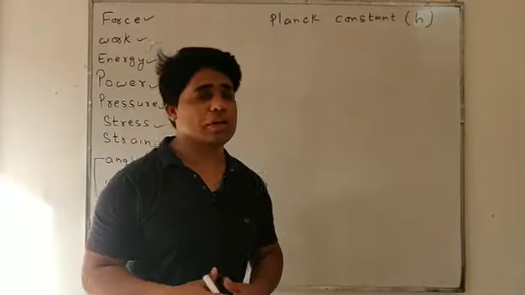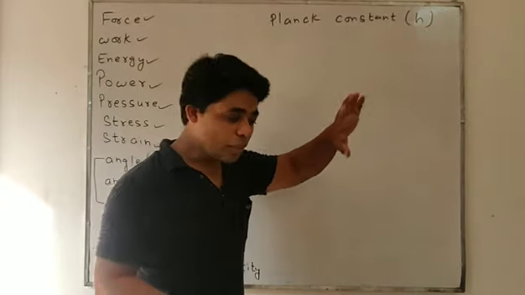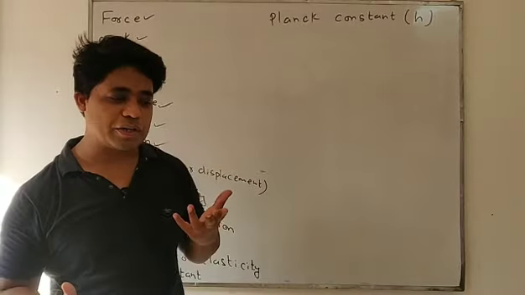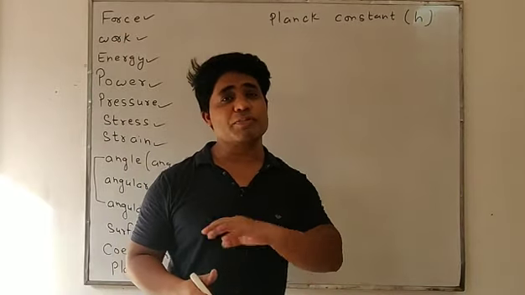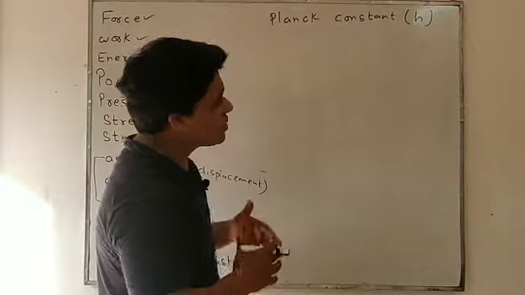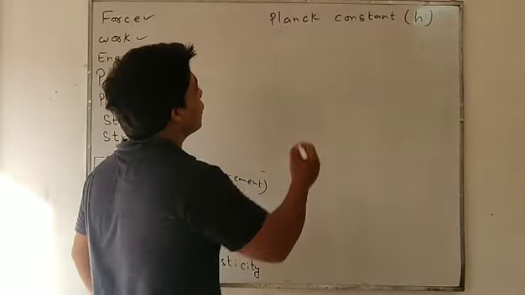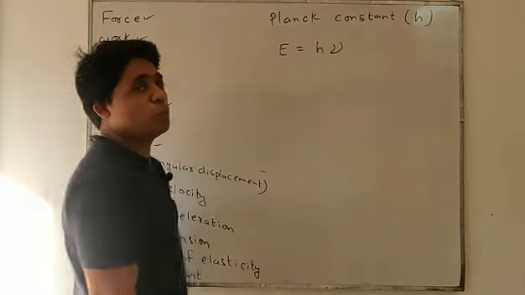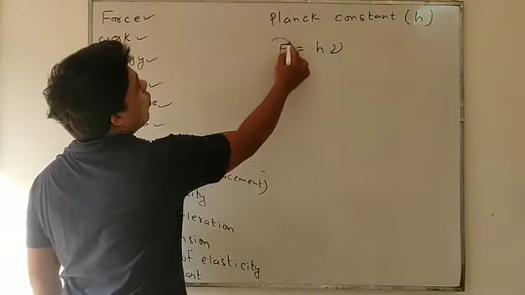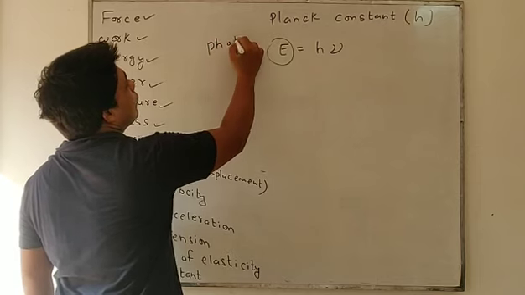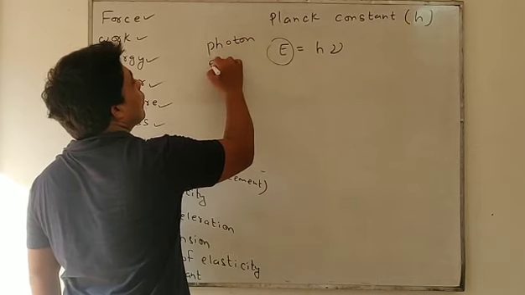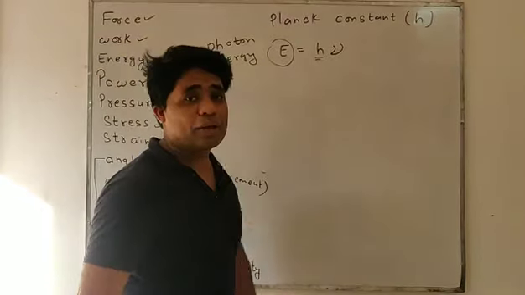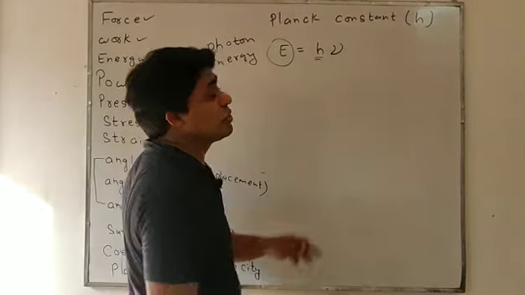Now students, the next dimension is Planck constant. It is related to photon energy. Photon energy is small packets of energy that is absorbed and released by electron. We'll discuss it in the coming chapter. Here I'm going to write only the formula. E equals h nu. E is called photon energy. H is a constant, called Planck constant, and nu is frequency.